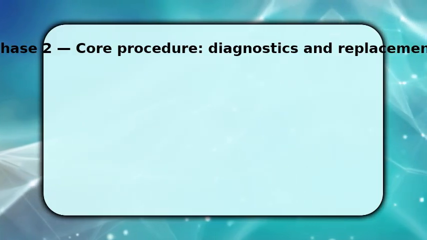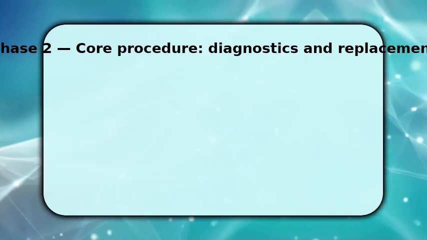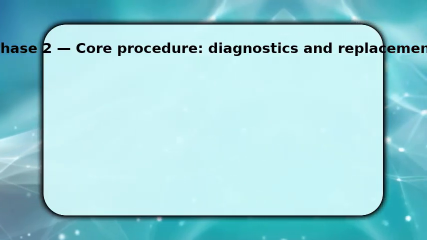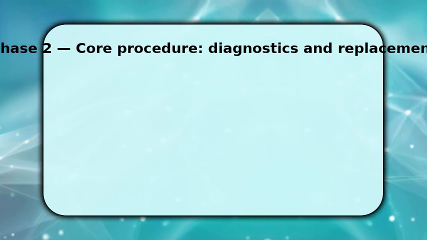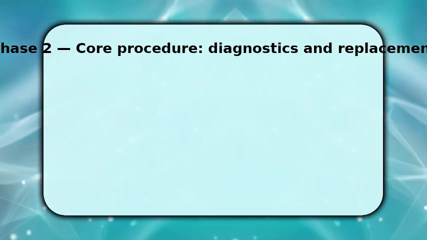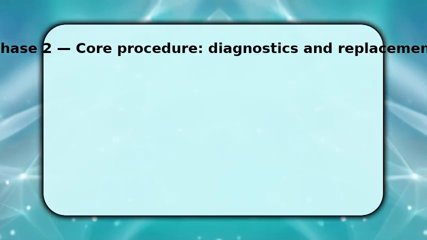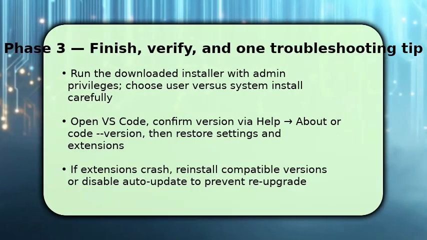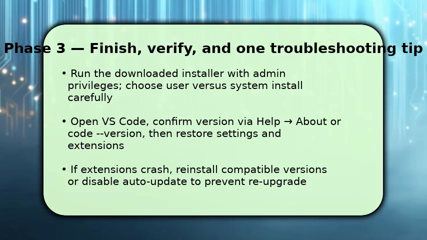If extensions are tightly coupled to newer APIs, remove them before downgrading and plan to reinstall compatible versions from your exported list. Once complete, reboot or at least restart your shell to clear lingering locks. You can now run the older installer as administrator. Pick user versus system install based on your previous setup so paths remain consistent.